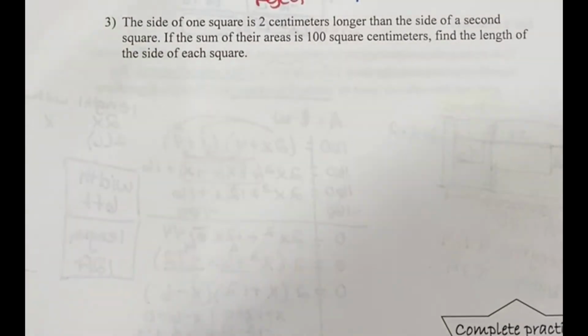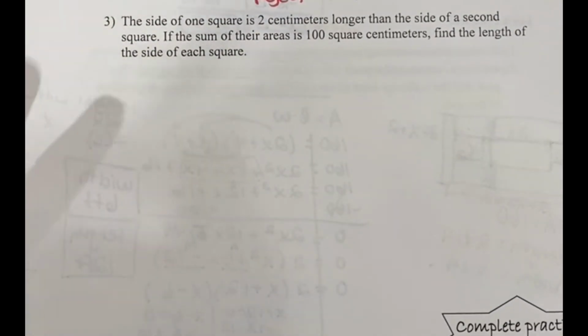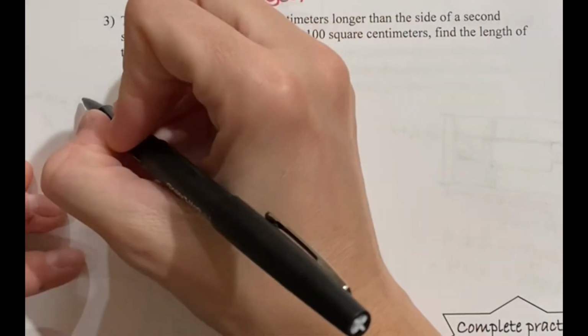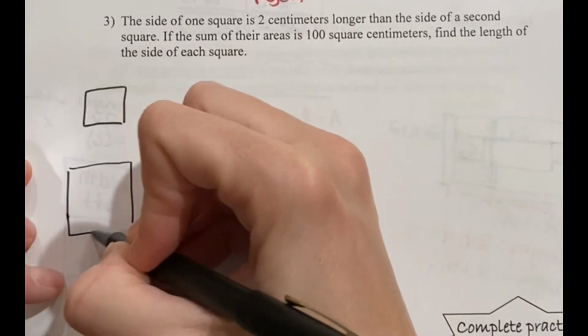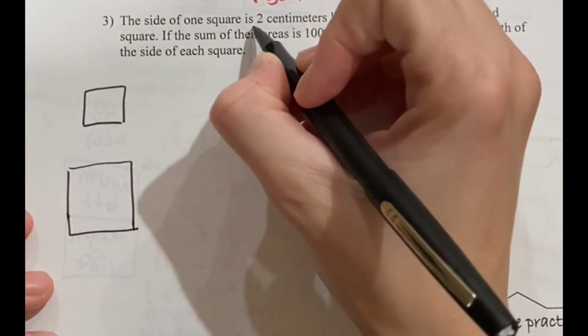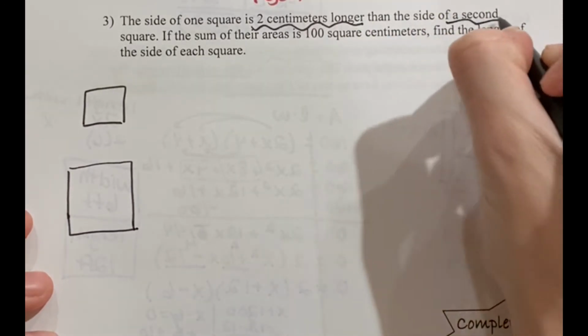So let's look at question number 3. Question number 3 is more challenging. So the side of one square is 2 centimeters longer than the side of a second square. So that means I have 2 squares here. So one square is 2 centimeters longer than the side of the second square.